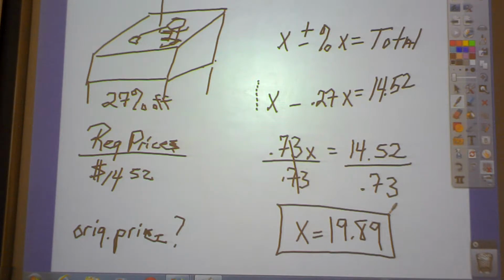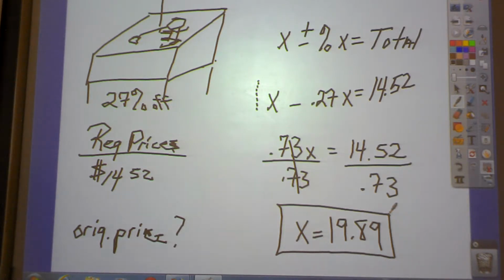Now the people that are going to fuss at me are going to say, well, no, you can't do that. What you're supposed to do is take 27% of 14.52 and then add it back to 14.52. No, you can't do that. It's wrong. And you don't come up with 19.89. You come up with some other number. You cannot back in an original price. You have to use the Walmart equation.